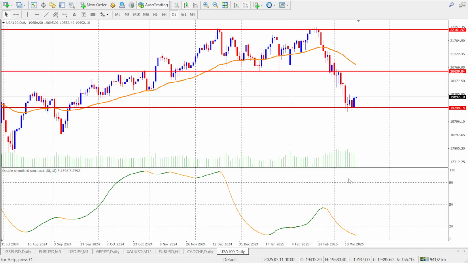The double smooth stochastic indicator is quite a powerful upgrade to the traditional stochastic oscillator, providing clearer signals, reduced market noise, and better trade opportunities. Whether you are a beginner or an experienced trader, this tool can help you spot trend reversals and momentum shifts with greater confidence.